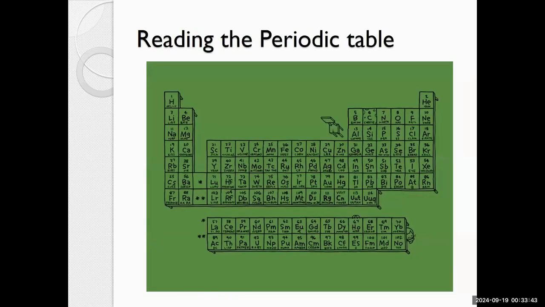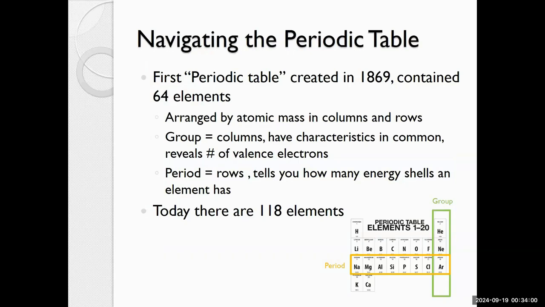Reading the periodic table can be tricky because it's composed of letters and numbers. First thing to know is that the elements are all arranged by their size in columns and rows. We call the columns groups and the rows periods.